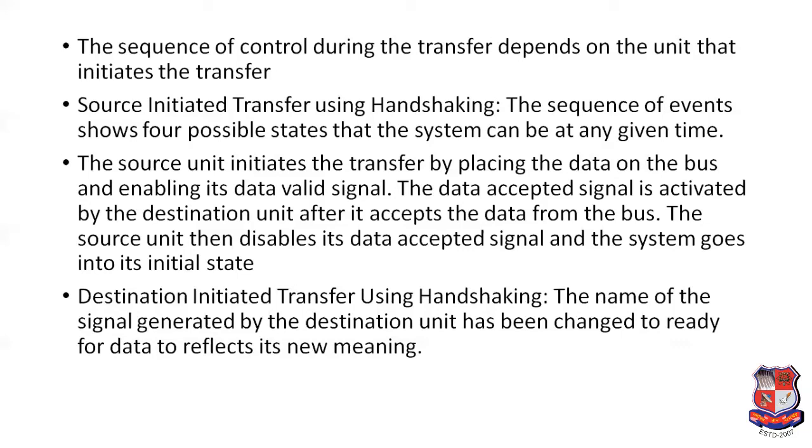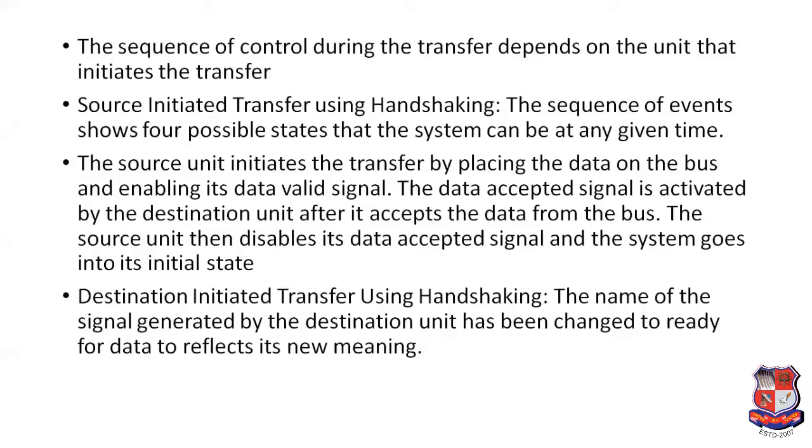Now, the source unit initiated transfer using handshaking is explained as follows. The sequence of events shows four possible states that the system can be at any given time. The source unit initiates the transfer by placing the data on the bus and enabling its data valid signal. The data accepted signal is activated by the destination unit after it accepts the data from the bus. The source unit then disables its data valid signal, the data accepted signal is disabled, and the system goes into its initial state.